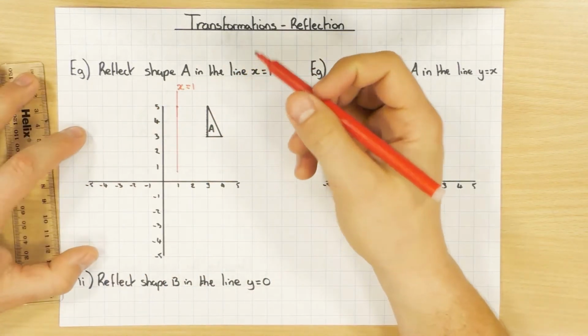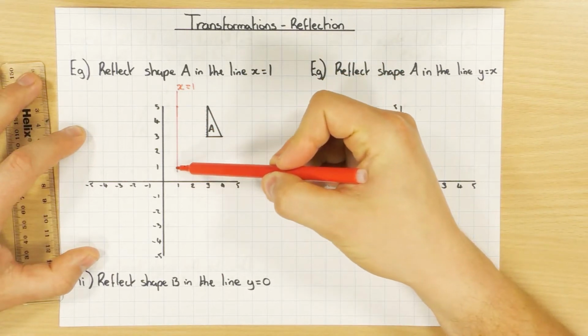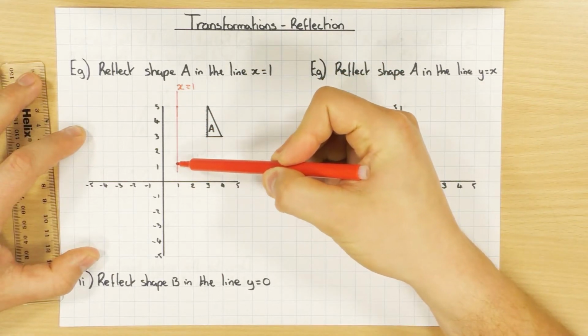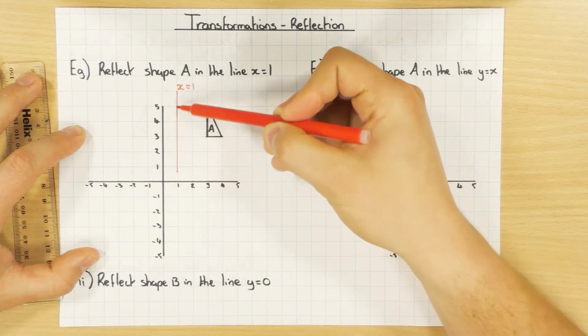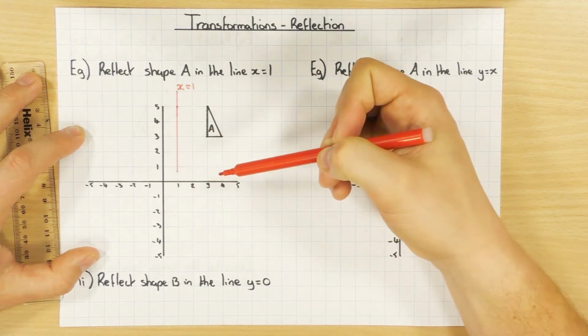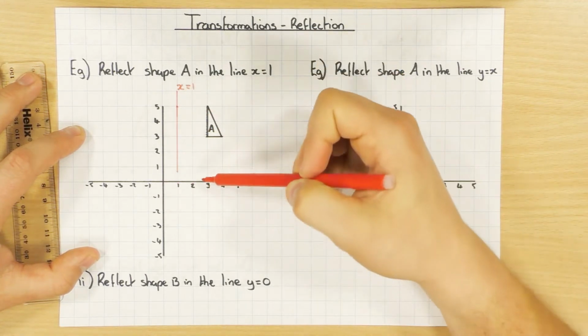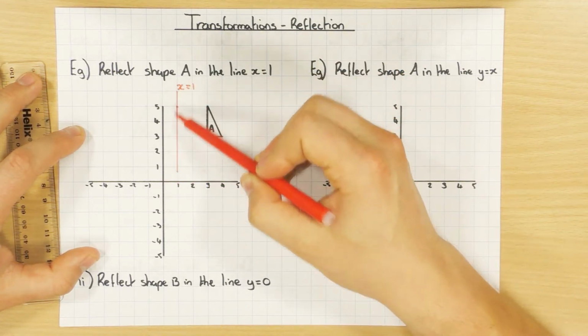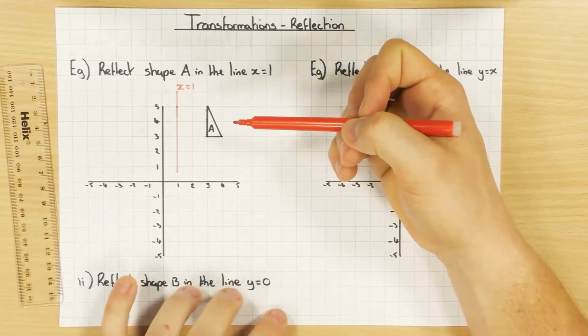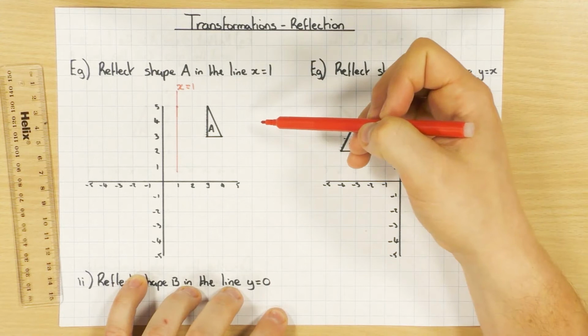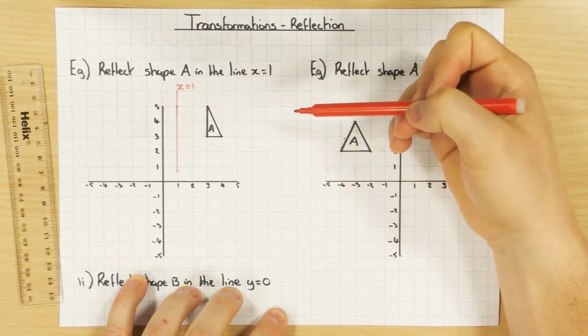Why is that x equals 1? Well, every single x coordinate, whether it be (1, 1), (1, 2), (1, 3), (1, 4), (1, 5), every single x coordinate there has the value of 1. So we say that this line has the equation x equals 1. That's the first step, to draw your mirror line on. And then obviously I want to reflect this shape.